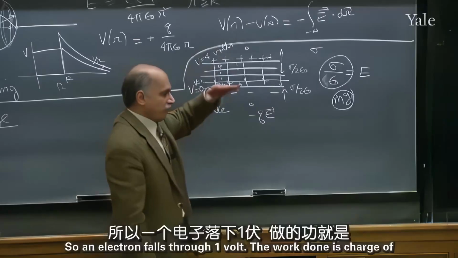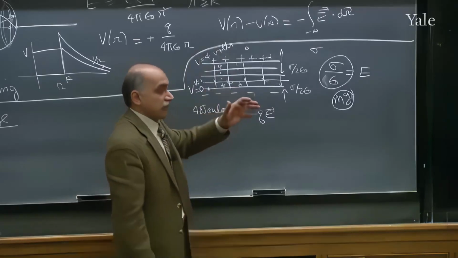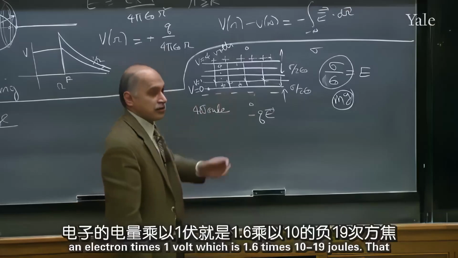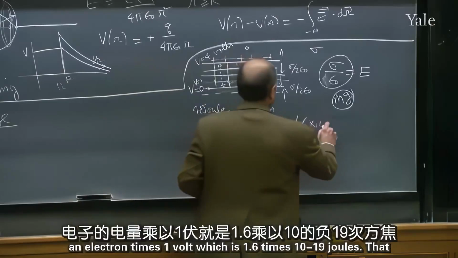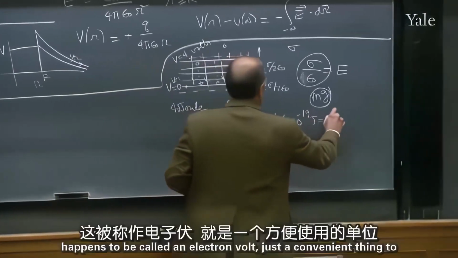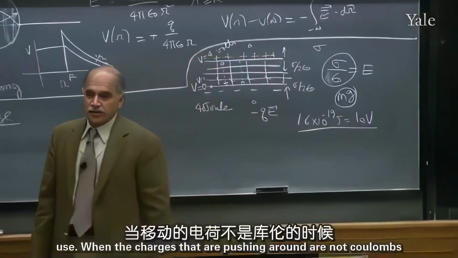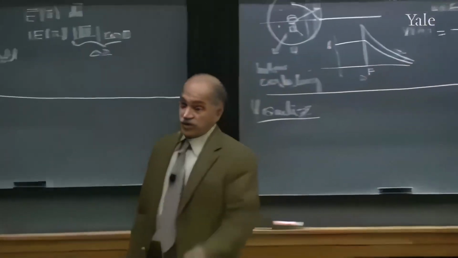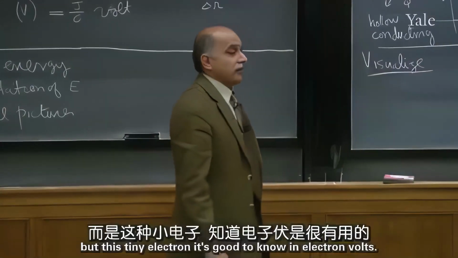So an electron falls through 1 volt. The work done is charge of an electron times 1 volt, which is 1.6 times 10 to the minus 19 joules. That happens to be called an electron volt. It's just a convenient thing to use. When the charges you're pushing around are not coulombs, but this tiny electron, it's good to know in electron volts.